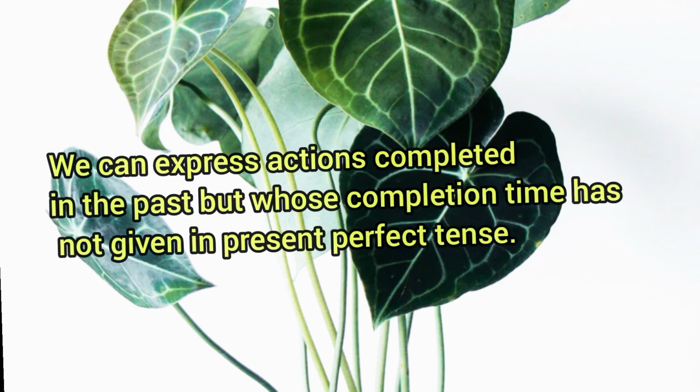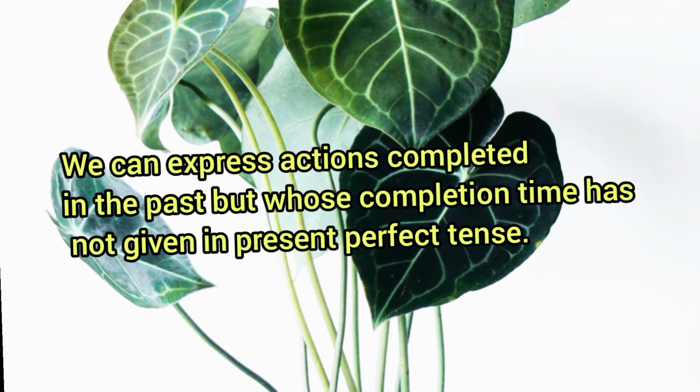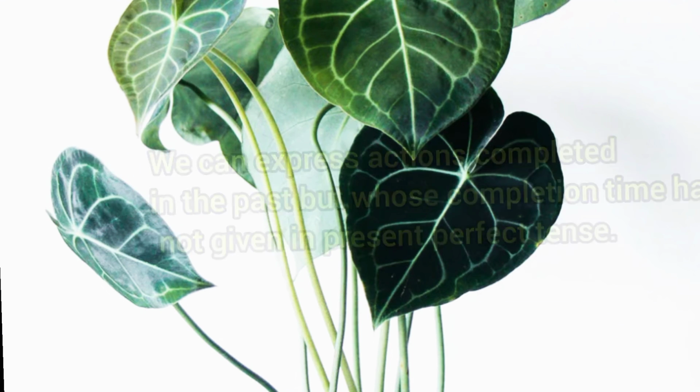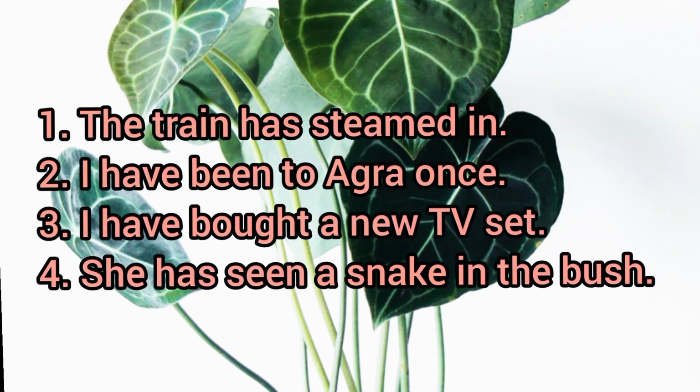We can express actions completed in the past but whose completion time has not been given. See, here the action has happened but the time of its completion is not mentioned. Like, the train has steamed in. There is no time mentioned for its arrival and its steaming. I have been to Agra once. कब गए हैं? पता नहीं. I have bought a new TV set. When did he buy? कब खरीदा है? कोई पता नहीं है. She has seen a snake in the bush. कब देखा है? वो देख चुकी है. कब? There is no time mentioned about this.